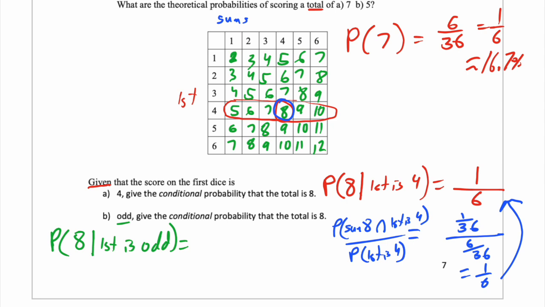So we're given that the first one's odd. So let me put that in blue. We're given the first one's odd. So that's 1, 3, 5. Those are odd. Well, basically half of them are odd. Okay, so your denominator is now 18.